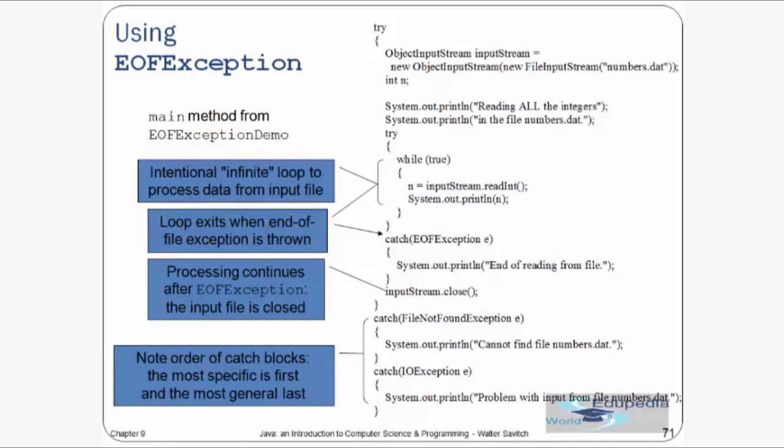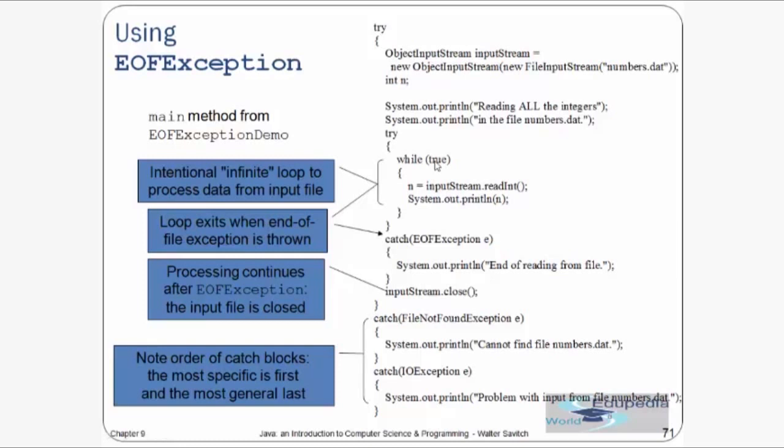After that we are printing some lines such as reading all the integers in file numbers.dat. After that again we are having a try block. So this is a try block, and then inside it we are having a while loop. So we keep on reading while true. So we just keep on reading it.